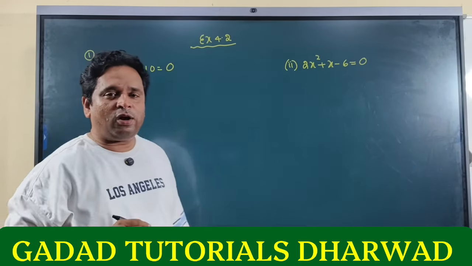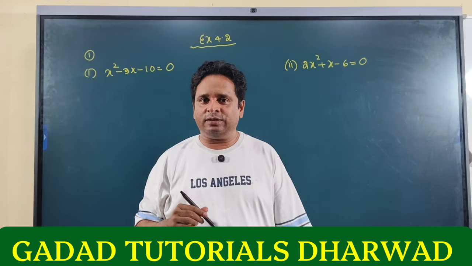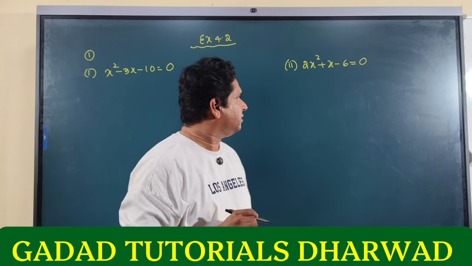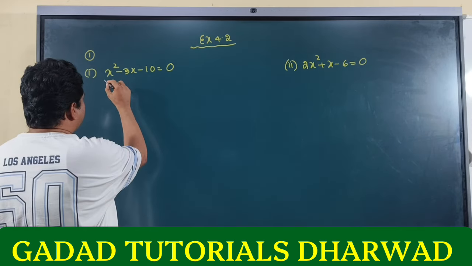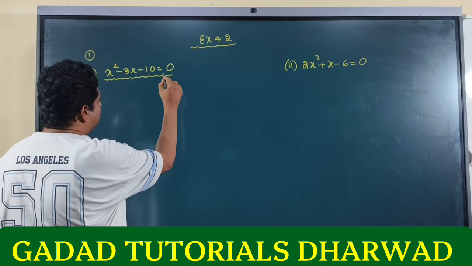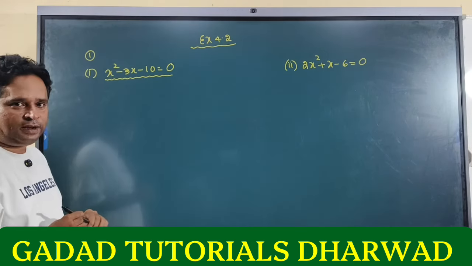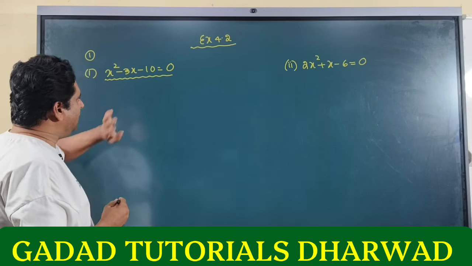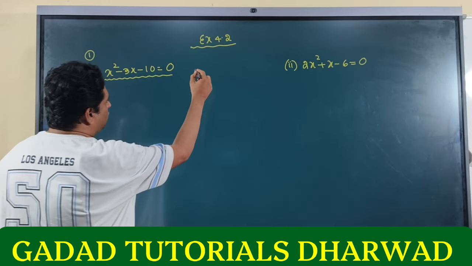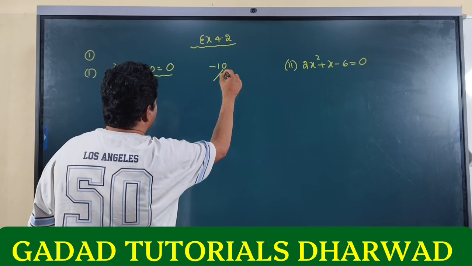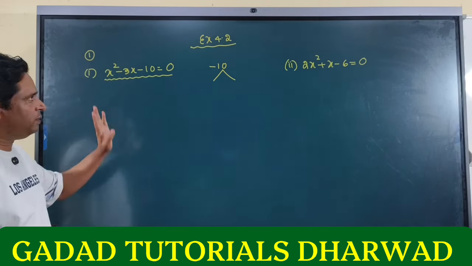Solve the following quadratic equation by factorization method. This is the first question, right? Under that, the first one, x² - 3x - 10 = 0. Just now I showed you how to find the roots here. The coefficient of x² is 1, the last term is -10. 1 into -10 is -10. The product should be -10, the sum should be -3.